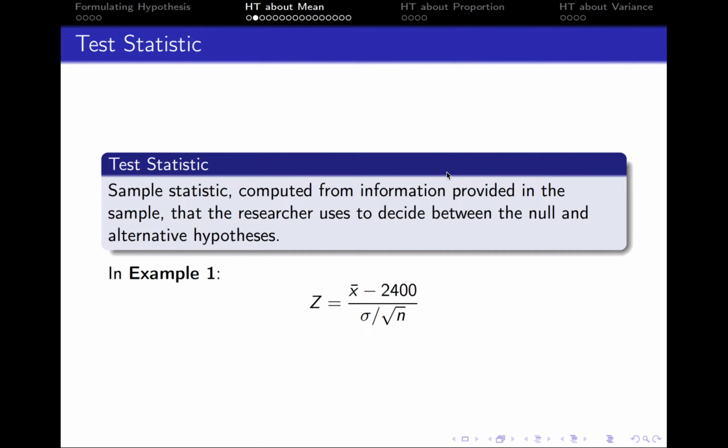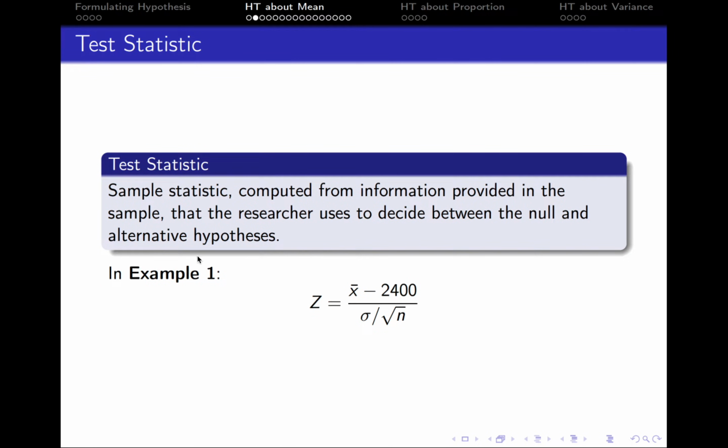As for the test statistic, this is a so-called sample statistic computed from information provided in the sample that the researcher uses to decide between the null and alternative hypothesis. So therefore it's a very useful tool. We will need it in order to say whether the null hypothesis is true or the alternative hypothesis is true.